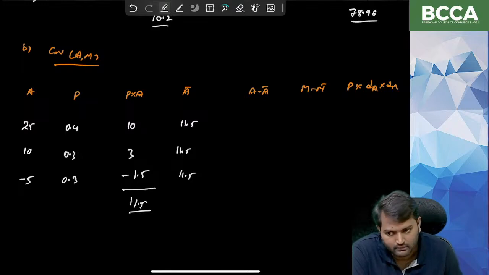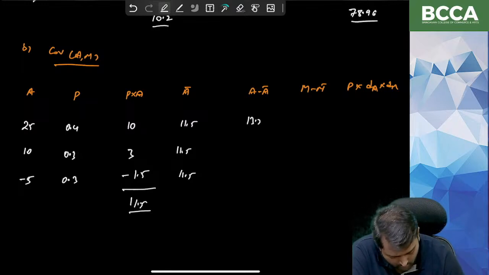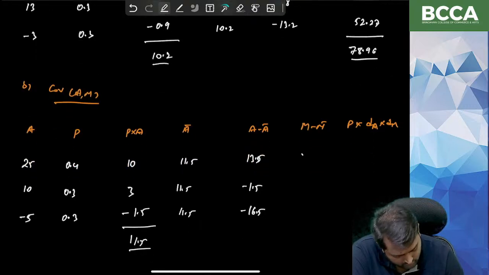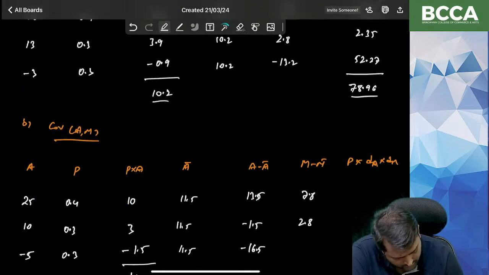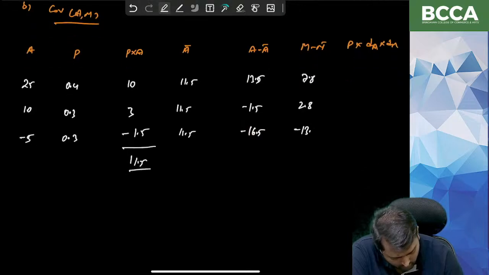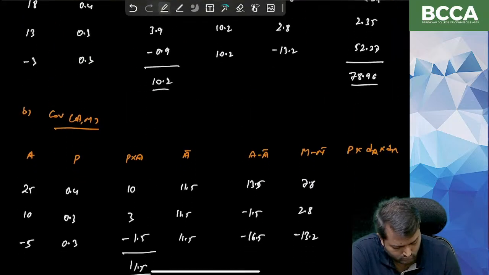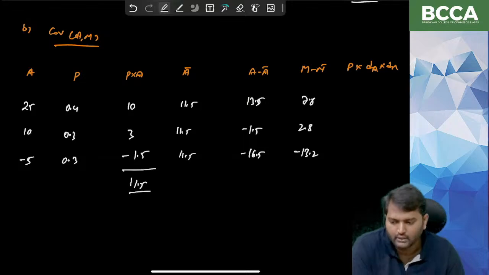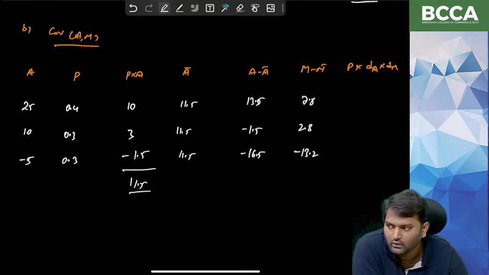So A minus A bar: 13.5, minus 1.5, minus 16.5. What about M minus M bar? 7.8, 2.8, minus 13.2. Clear? Next, P into dA into dM: probability into the deviation of A into the deviation of the market. Yes or no? So P into deviation of A into deviation of the market.